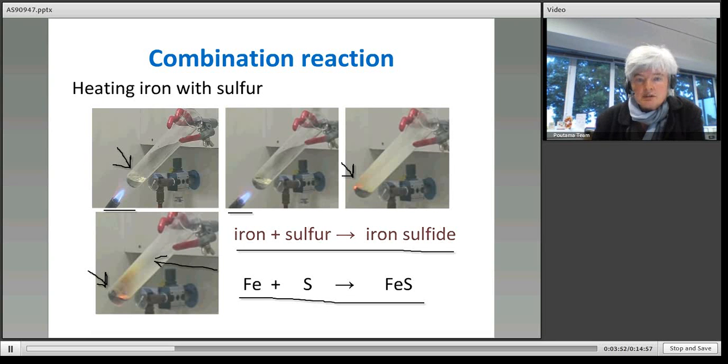What I also want to say is why we know it's a combination reaction. If you think of the iron and the sulfur, I've got two reactants, in this case they happen to be elements, and I form one product. So two goes to one. That's how we know it's a combination reaction. Two elements producing one. They're combining to form one compound.